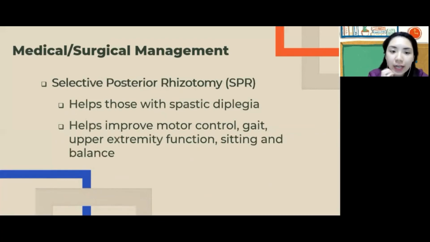Okay, next we have selective posterior rhizotomy or SPR. This helps with those with spastic diplegia. It helps improve motor control, gait, upper extremity function, sitting, and balance. This also helps those diagnosed with spastic diplegia who have normal cognitive status, no other deformities, and good underlying muscle strength.